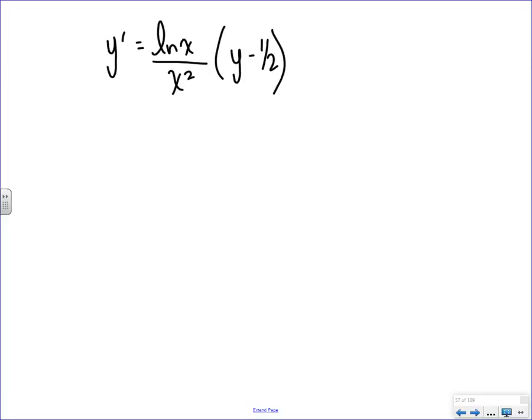Let me see both. Okay, Katrina, what problem did you get? y prime equals ln x divided by x squared, times parentheses y minus 1/2. Y'all went full. Steve, I don't think this was solvable. No, I see exactly what I have to do. Steve, mine is easy.